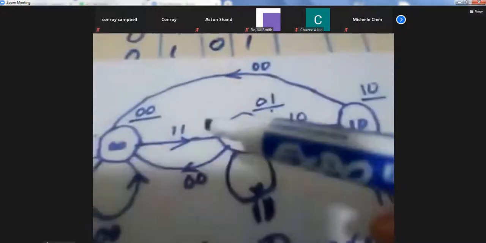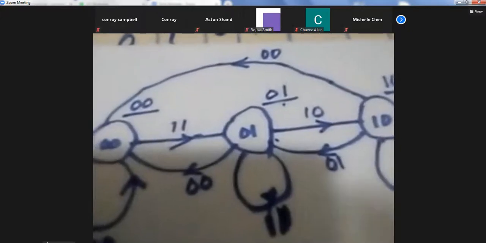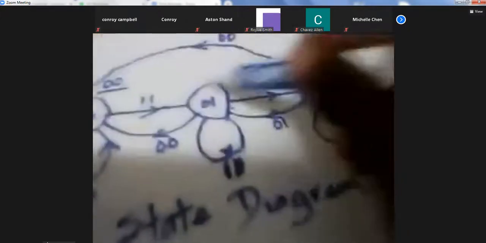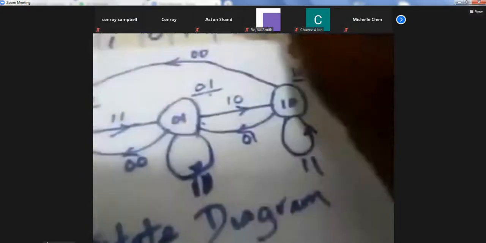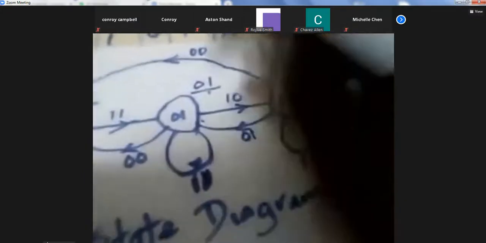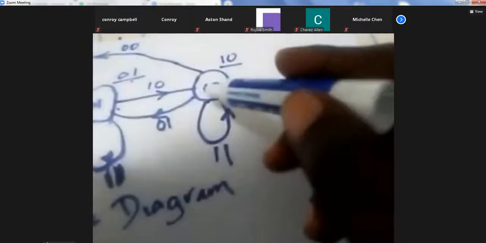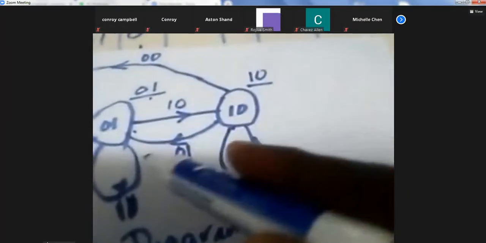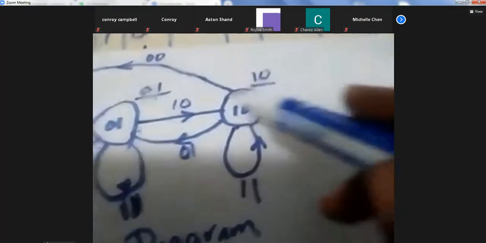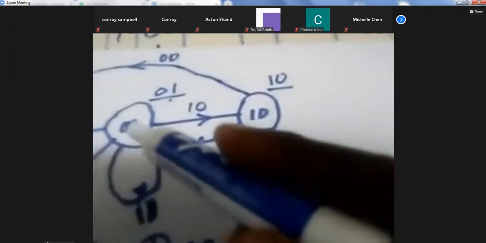Input is 0, 1, and my present state is 0, 1. Let me see if I have my input 0, 1. No, I don't. So I'm going to put don't care, right? Input is 0, 1. Present state is 1, 0. Input 0, 1 carries me back to 0, 1.